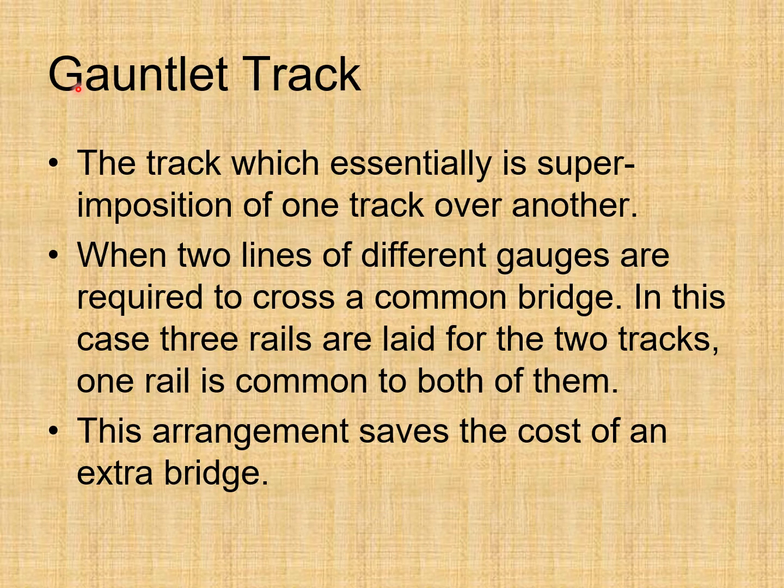Gauntlet track. The track which essentially is superimposition of one track over another. When two lines of different gauges are required to cross a common bridge, in this case three rails are laid for the two tracks. One rail is common to both of them. This arrangement saves the cost of an extra bridge.